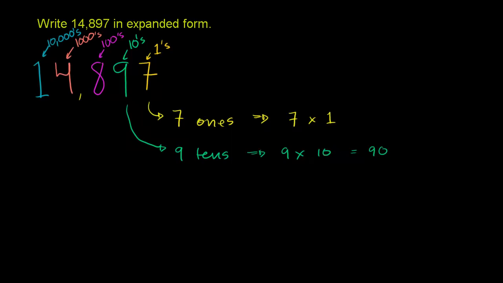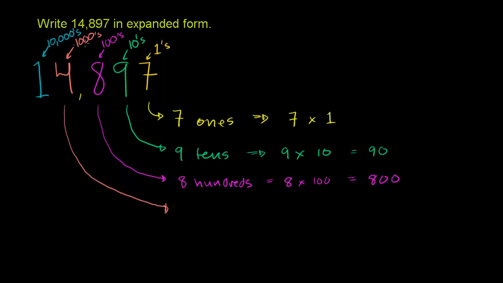So then we have our 8. We see it's in the hundreds place. It represents 8 hundreds. Or you could view that as being equivalent to 8 times 100. 100, not 1,000. Or 800. And then the 4, I think you get the idea here. This is in the thousands place. It represents 4 thousands, which is the same thing as 4 times 1,000, which is the same thing as 4,000.